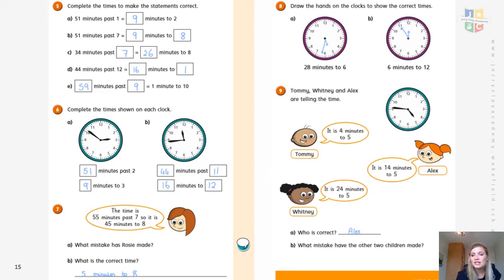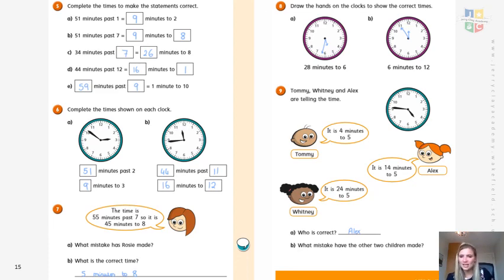Then for number 9, Tommy, Whitney and Alex are telling the time. Tommy says it is 4 minutes to 5. Alex says it is 14 minutes to 5. And Whitney says it is 24 minutes to 5. Now what I would suggest doing to work this one out is actually you go and work out what the time is on the clock, and then you'll be able to see that Alex is the one that is correct. You could even say what the other mistakes were that the other children had made. So it could be the fact that they counted it wrong, they counted backwards, or they counted forwards. You could see what mistakes that they have made.